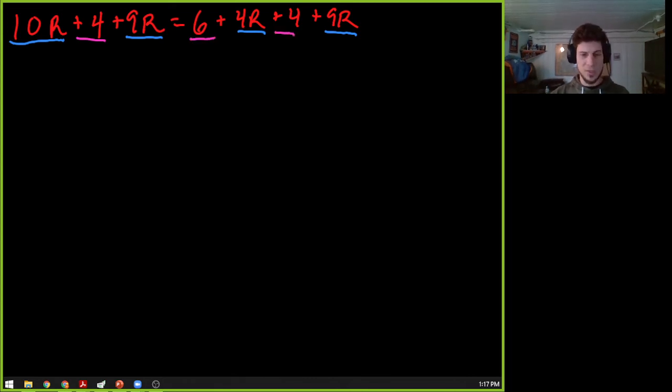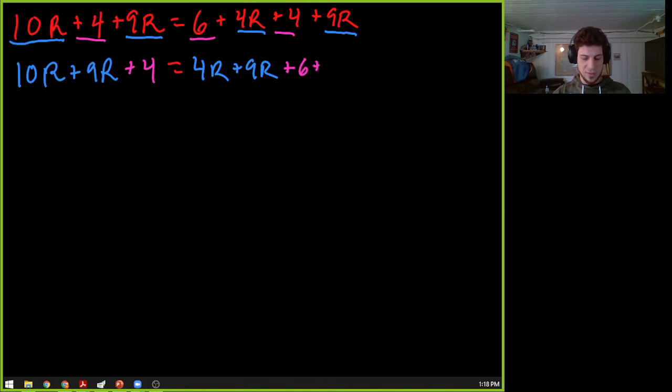So let's rearrange our problem here. We can do that mathematically, it's no bother. So I'm going to write 10r plus 9r. Those are my r's on the left. We then have our one constant, plus 4. So I've just rewritten that so that those like terms are together, because I'm going to be able to add those or do whatever I need to do to simplify them. On the right side we have 4r plus 9r, and we have two constants, plus 6 plus 4. Okay, that's not too bad now.